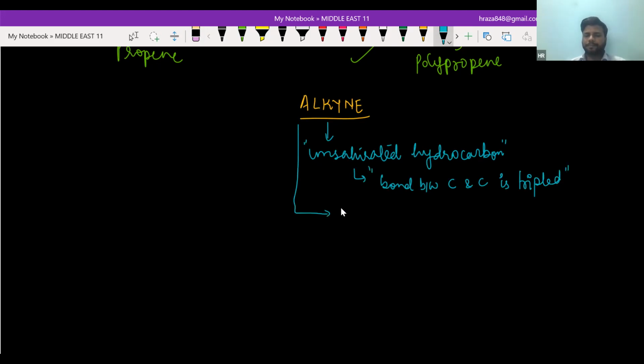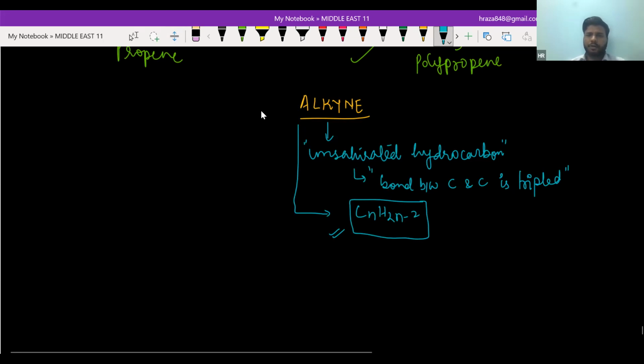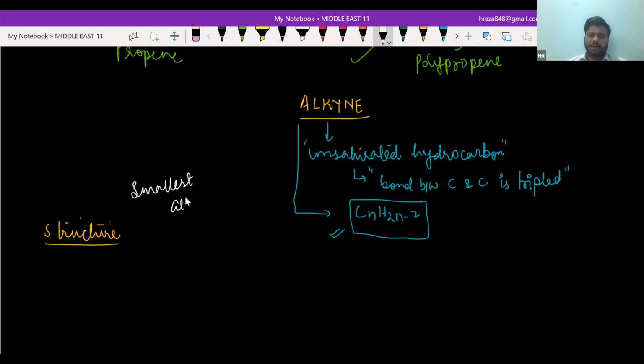And also its general formula is CnH2n-2. If the number of carbon is n, the number of hydrogen will be double the number of carbon minus 2. That is called alkyne. First of all, we are going to learn its structure, how its structure is and what its geometry is. So I'm taking the smallest alkyne. The smallest alkyne is basically ethyne.